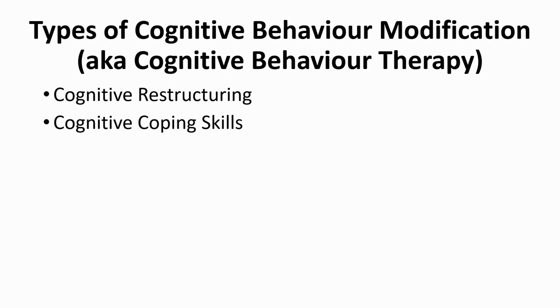All right, so let's move on to actual modification techniques. So we're going to talk about types of cognitive behavior modification, or sometimes called cognitive behavior therapy. I am more familiar with seeing it called cognitive behavior therapy, or CBT. And we're going to talk about two of the most common broad categories of cognitive behavior therapies. These are cognitive restructuring and cognitive coping skills.